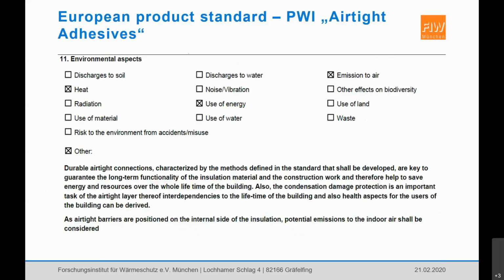This is also one thing that was not mentioned up to now: environmental aspects. And here I want to point to the emission to air. Due to the airtight layer being positioned on the internal side of the building, VOC measurements, so volatile organic compounds, may be a relevant part. So we should carefully check if this is also an issue for airtight adhesives, and if it is, we have to define a test procedure according to EN 16516 that defines test methods for VOC for construction products.